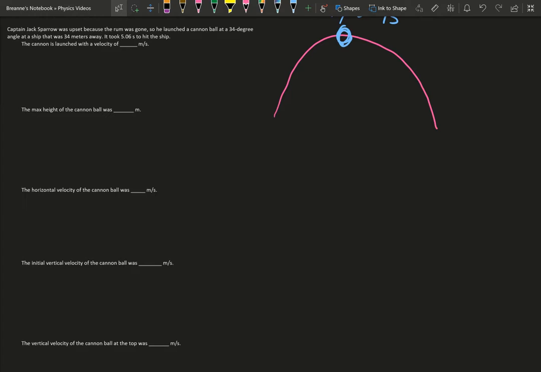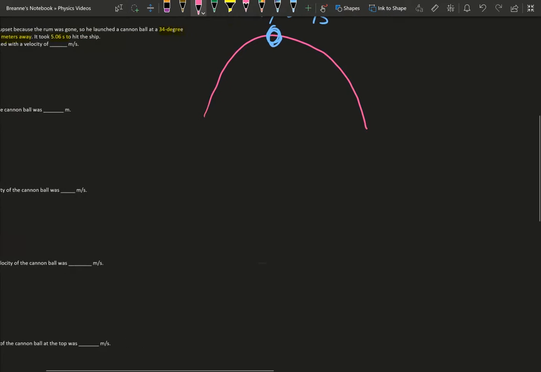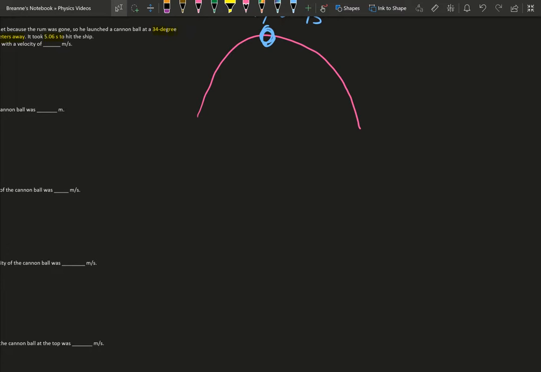So Captain Jack Sparrow was upset because the rum was gone. So he launched a cannonball at a 34 degree angle at the ship that was 34 meters away. And it took 5.06 seconds to hit the ship. So the first thing we got to do is write out our givens. So let's write out our givens.